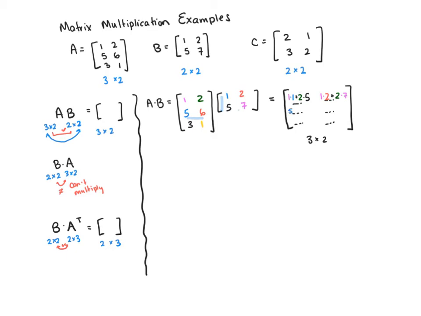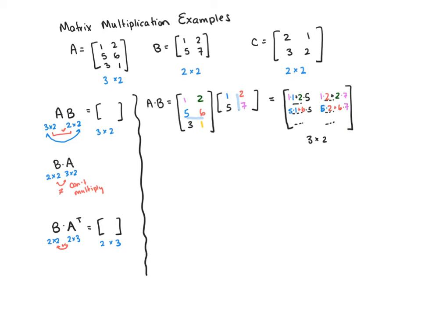So I get 5 times that 1 plus 6 times that 5. Now I move over to the same row, but the next column over. So same row, but let's look at this column instead. So when I do row by column there, I get 5 times that 2 plus 6 times that 7.